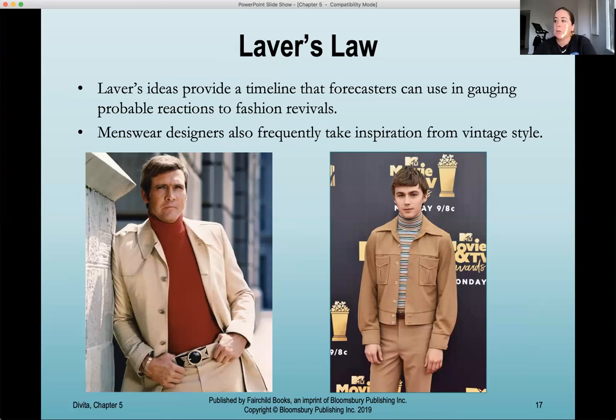Menswear designers also frequently take inspiration from vintage style. So you can see this example here, an example from the 70s and an example of today, how we use that same color, the rise in the denim, having the turtleneck, all of it is very similar, but it's modernized for the times.